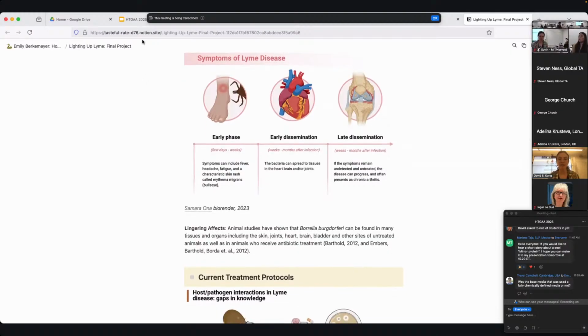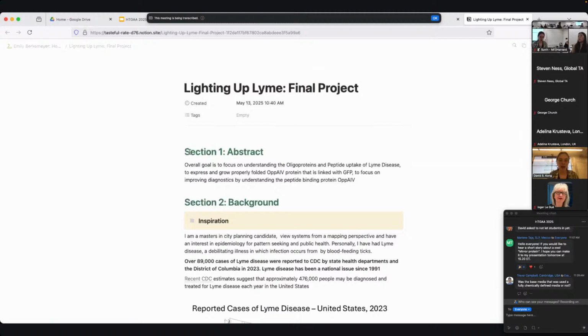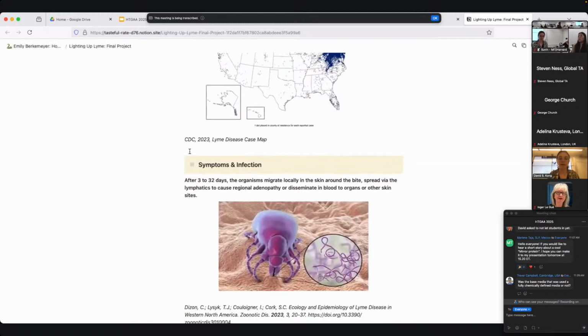But not a lot of succinct research is known yet about this, and there are a lot of studies that are going on. But the lingering effects are concerning and also very intriguing. Oh my gosh, apologies.